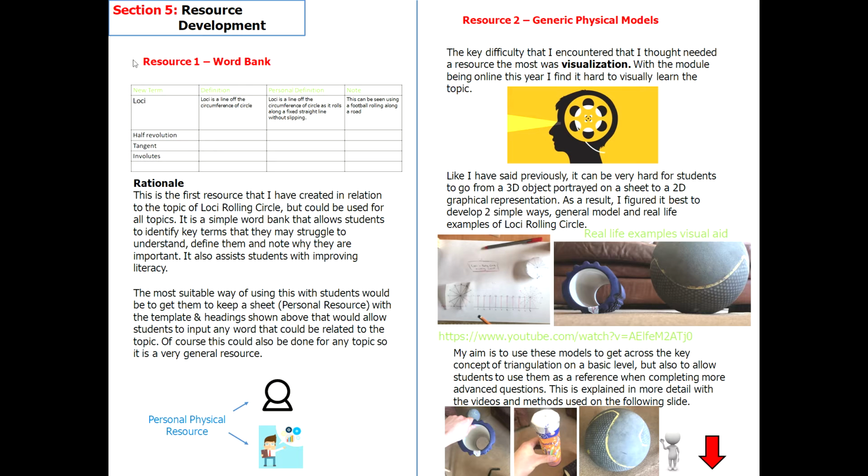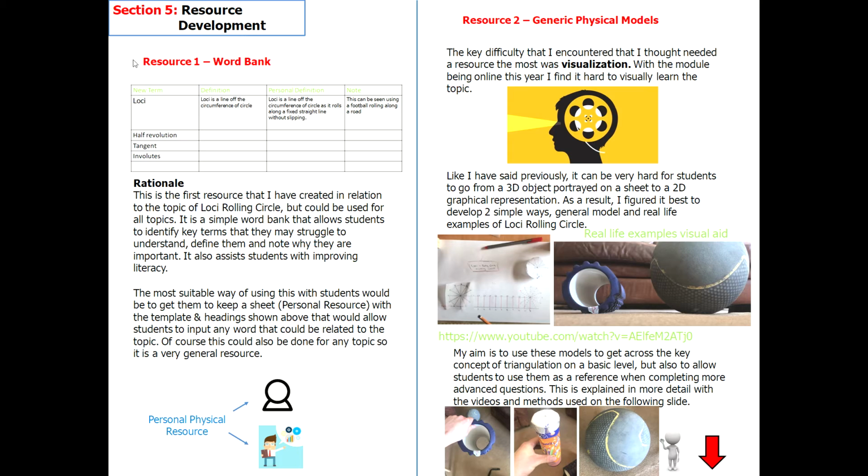My rationale: this is the first resource I've created in relation to my topic, which is loci Rowan circle, but it could be used for all topics. It is a simple word bank that allows students to identify key terms they may struggle to understand, find them, and note why they are important. The most suitable way of using this with students would be to get them to keep a sheet, which is a personal resource with a template and heading shown above, that would allow students to input any word that could be related to the topic.